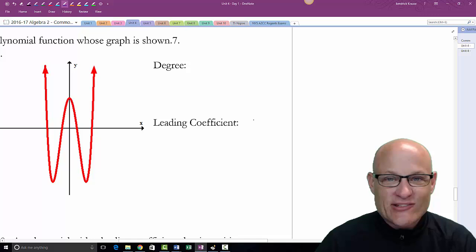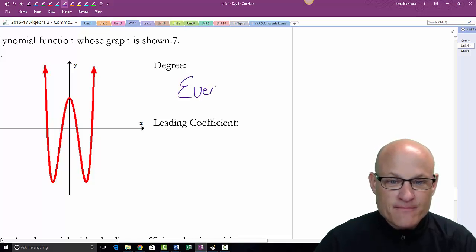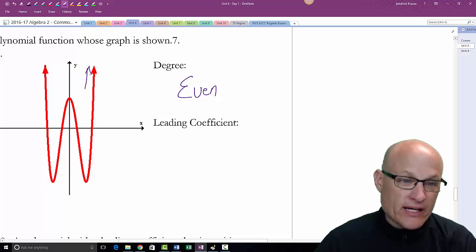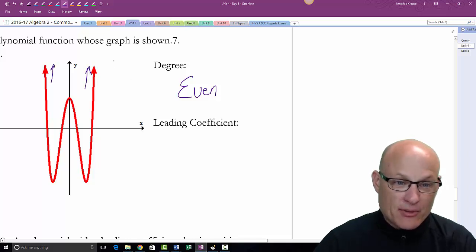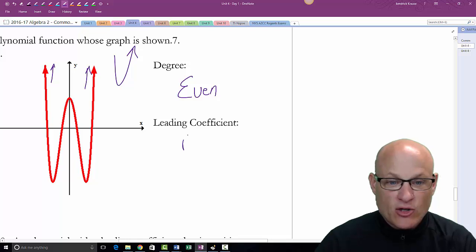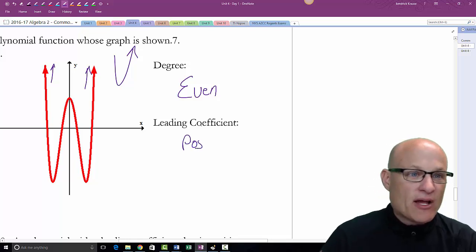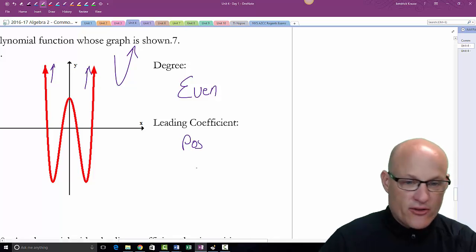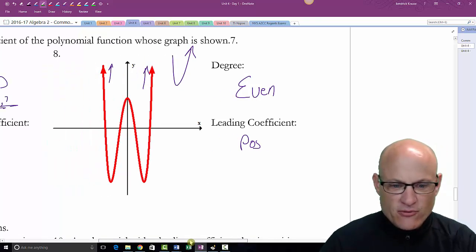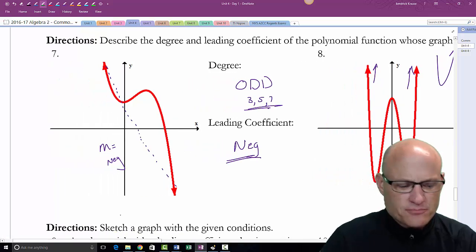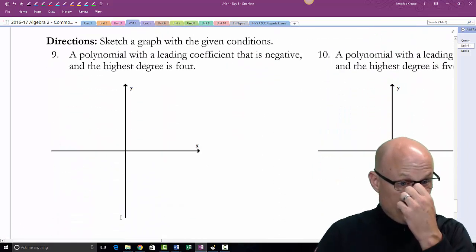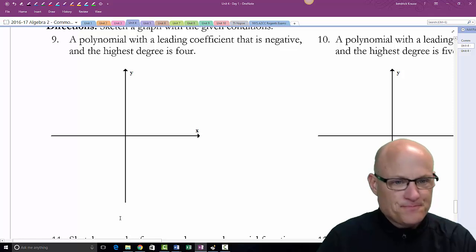These are pointing in the same direction, so my degree is even, and they're both pointing up. Just like a parabola that points up, I know my leading coefficient is positive. By the way, now that I've done 2, you probably understand what I'm looking for. See if you can do the other 4 that are on this page. Pause it and see if you can do them. Same idea.